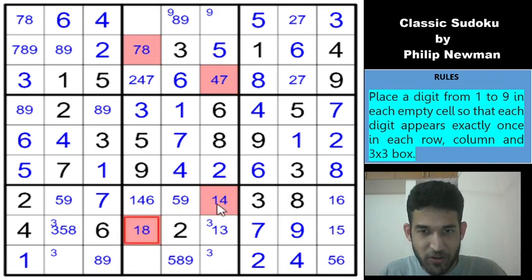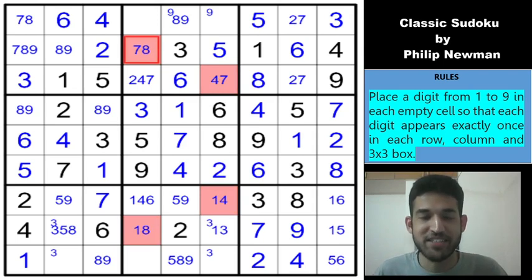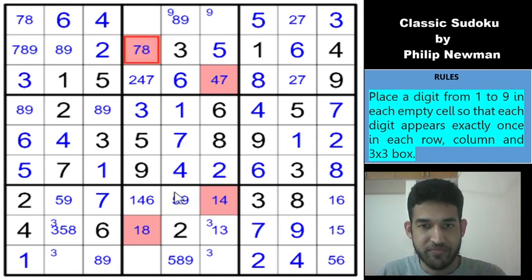A 1 must be in one of these 2 cells. A 4 must be in one of these 2 cells. And 7 must be in one of these 2 cells. A brilliant, brilliant classic Sudoku to illustrate the XY chain technique. So which means that I'll remove 8 from these cells. So this cell cannot be 8. So 1, 2, 4, 3, 5, 8 and 9. So this can only be 6 and 7. There is no 8 here.